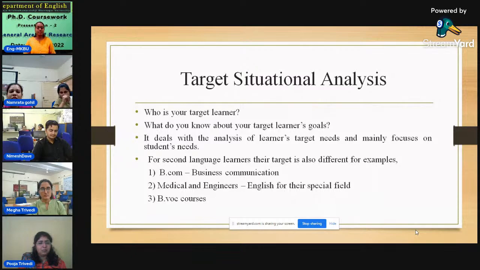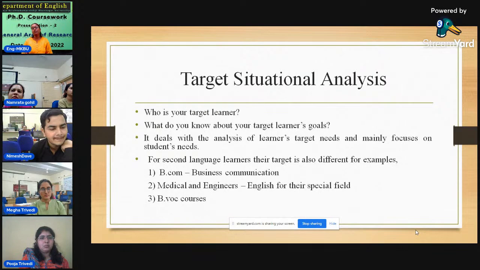For example, BCom students learn business communication. Their need is that they have to write reports, letters, and correspondence, so they have to know about that. But most probably what happens is that they know the writing, but when they have to speak, for example in a bank or other sector, they can't speak properly. They know how to write, but at speaking time they are not able to speak well.